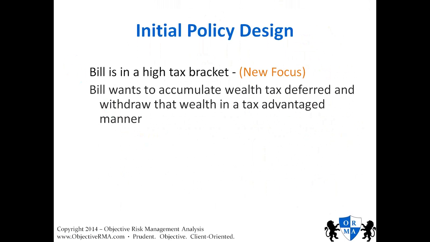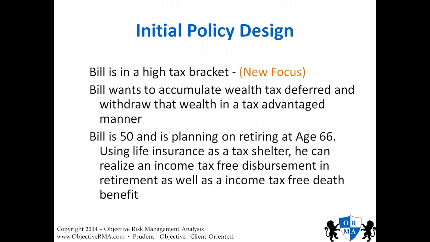And one strategy that has always been in the marketplace but wasn't really attractive because we've been in a lower tax environment is the ability to accumulate wealth tax deferred and then withdraw that wealth in a tax advantaged manner. And that's what insurance policies, if structured properly, can provide. For this example, Bill is 50 and he plans on retiring at age 66. And by using life insurance as a tax shelter, he can realize an income tax-free disbursement throughout his retirement using this policy, as well as an income tax-free death benefit throughout the contract's longevity.